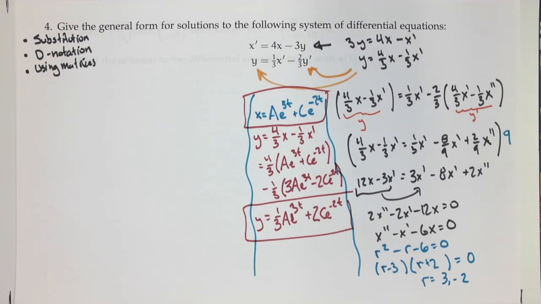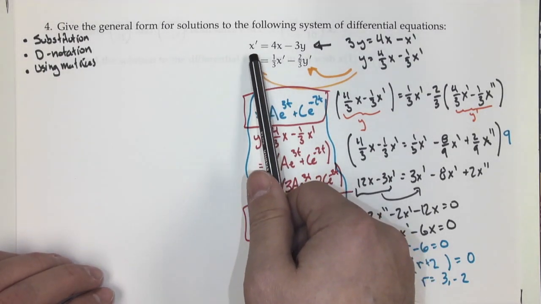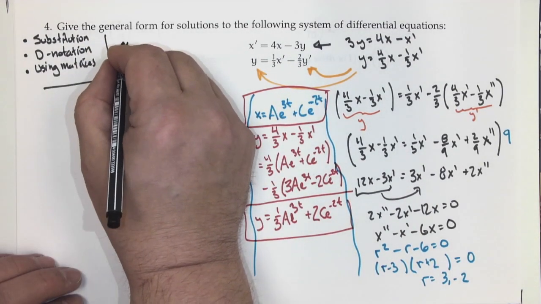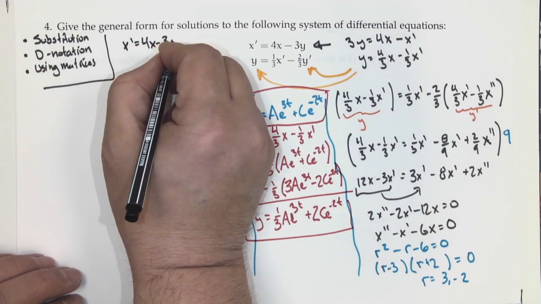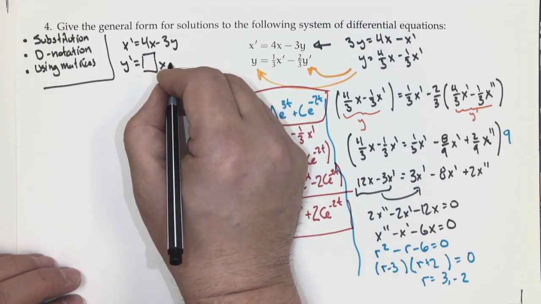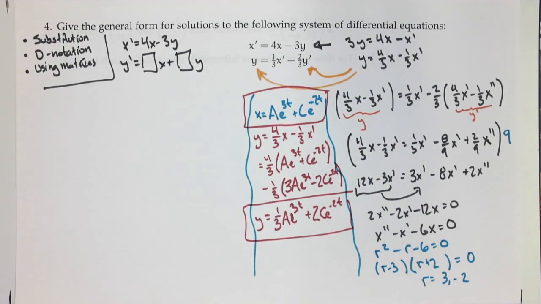All right, so that would be substitution. If you did the diagonalization, you'd run into very similar things where you have to solve something much like this. So let's do this using matrices. Let's just do it here. We have an x prime equation, yes? x prime equals 4x minus 3y, that's good. So usually when we think of matrices, we'd like to come up with a system of equations where we have x prime equals 4x minus 3y, y prime equals something x plus something y.